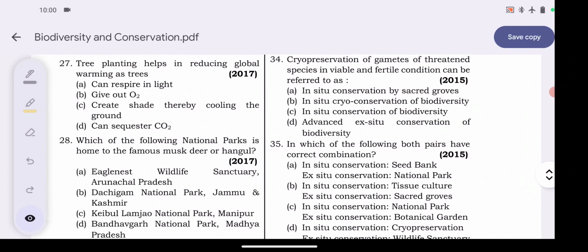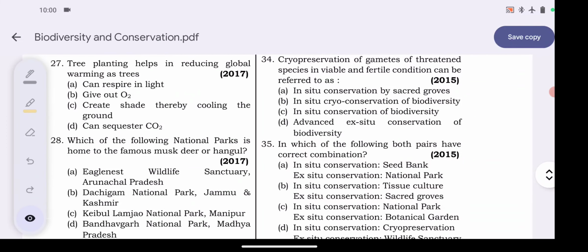Question number 27. Tree planting helps in reducing global warming as trees can respire in light, give out O2, create shade thereby cooling the ground, can sequester CO2. Here the answer will be option D, can sequester CO2. Trees directly sequester carbon dioxide in their stem and leaves as they grow. So D option is the correct answer.